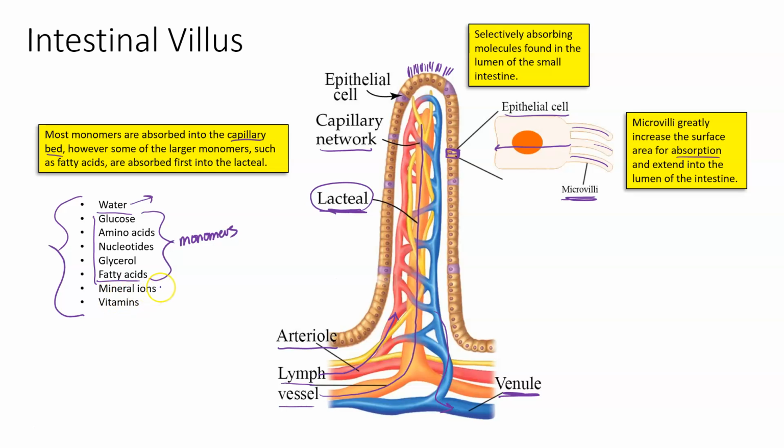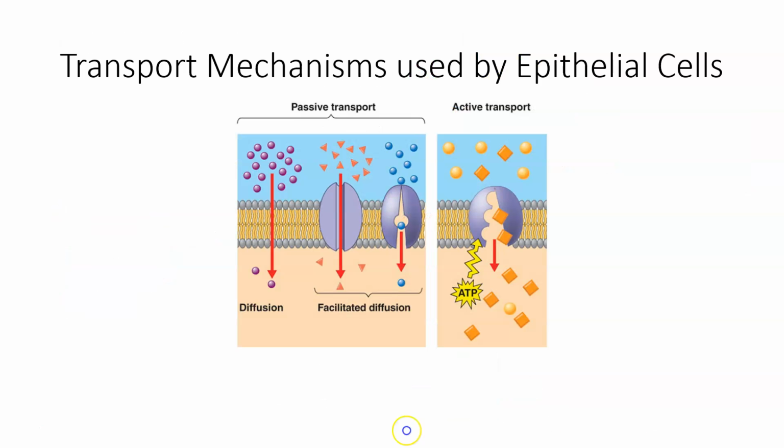Mineral ions and vitamins are not organic either, but they are definitely a part of food, and a part of the digestive matter, and are essential for us to absorb from the food we eat. Okay, a lot of these things can actually be absorbed directly by the capillary bed, but some, if they're too big, such as fatty acids, and that is kind of the most important one, are absorbed by the lacteal and not associated with the capillary bed.